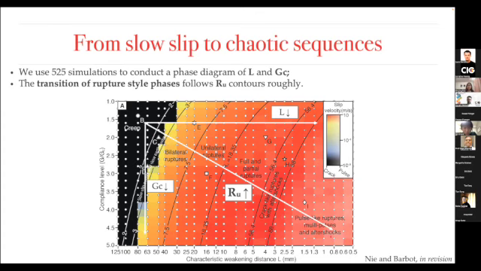And the contours here are their RU numbers, and based on these contours, we can tell that the rupture behavior roughly follows their RU number. So in other words, similar RU models yield similar behaviors. If they're on the same contour, they behave similarly, even though they might have different L and different GC.